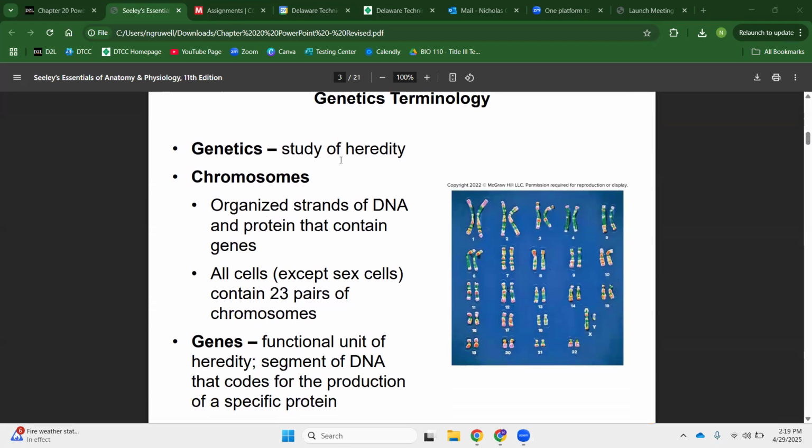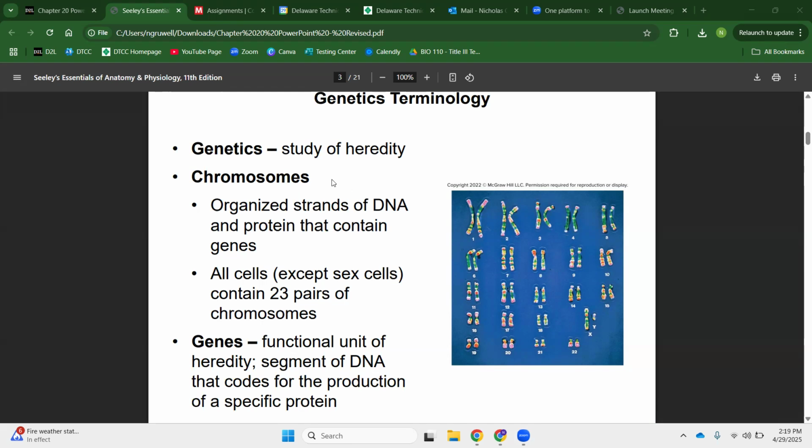So the word genetics itself is the study of heredity, and heredity is passing down of characteristics via our chromosomes, our genetic information. And so you could also consider this the study of inheritance, or how we are inheriting our genes, our traits from previous generations.